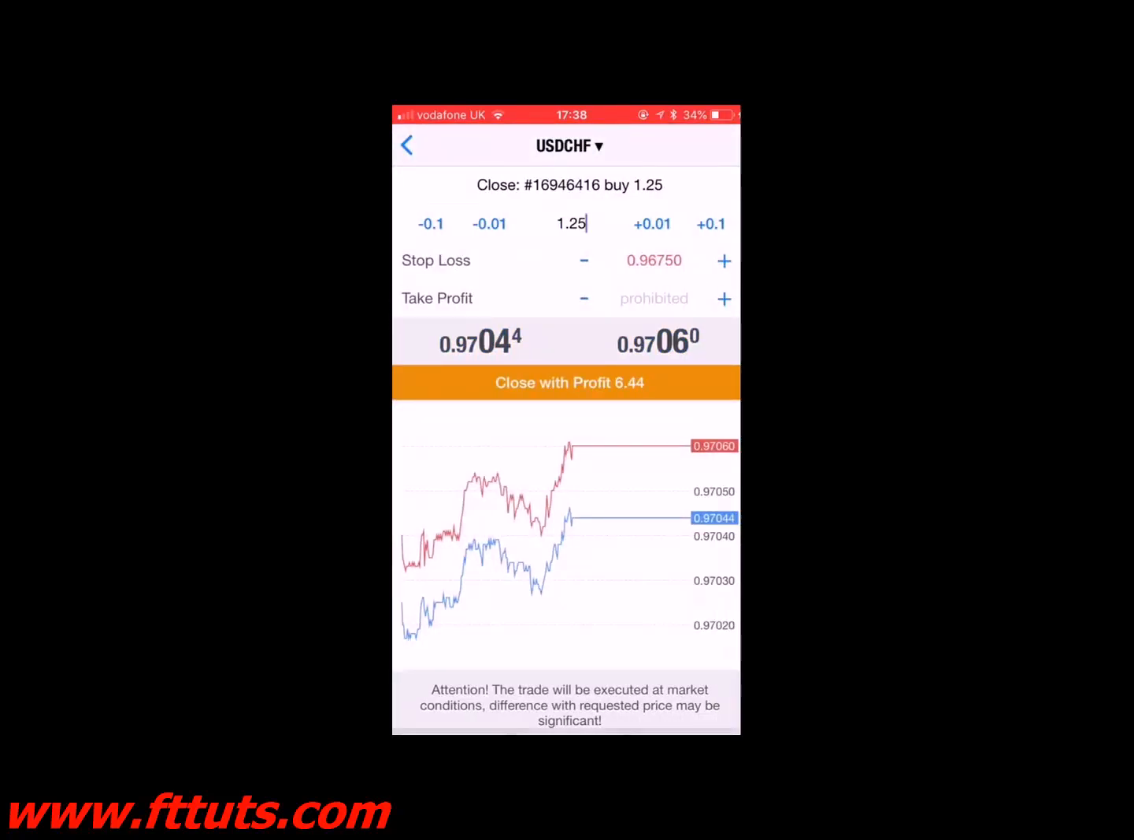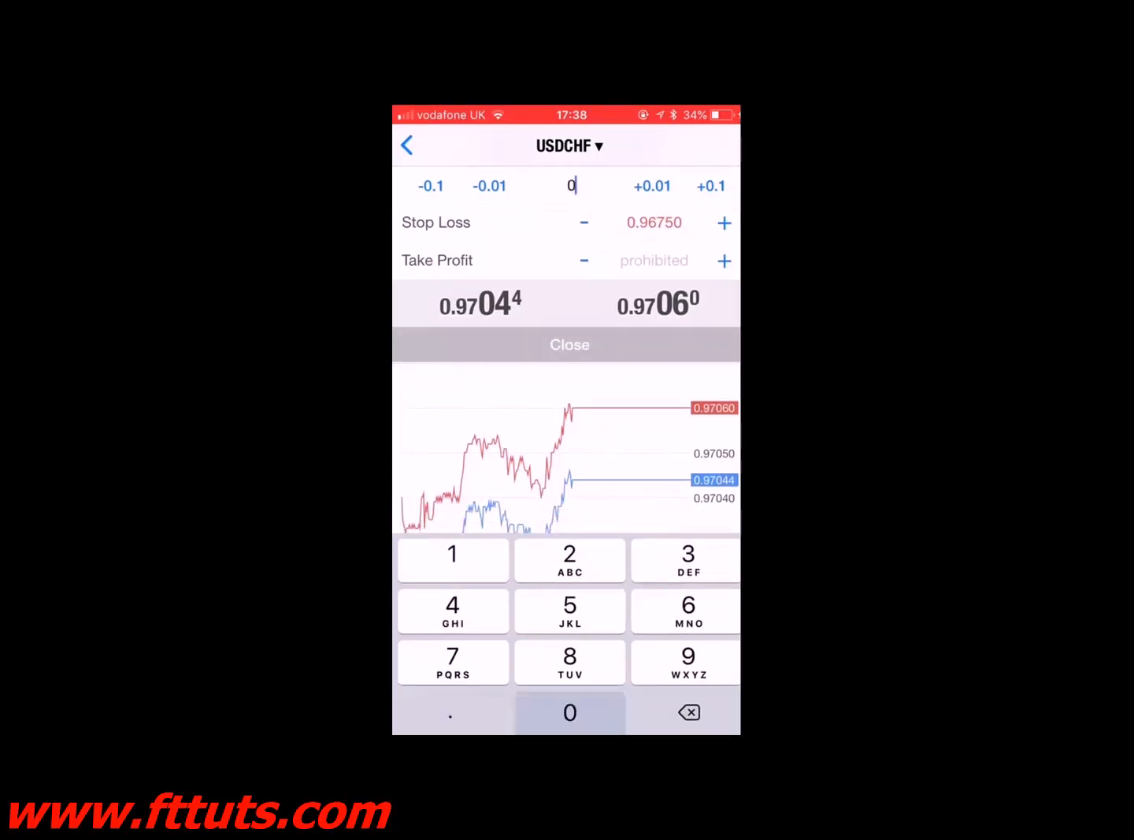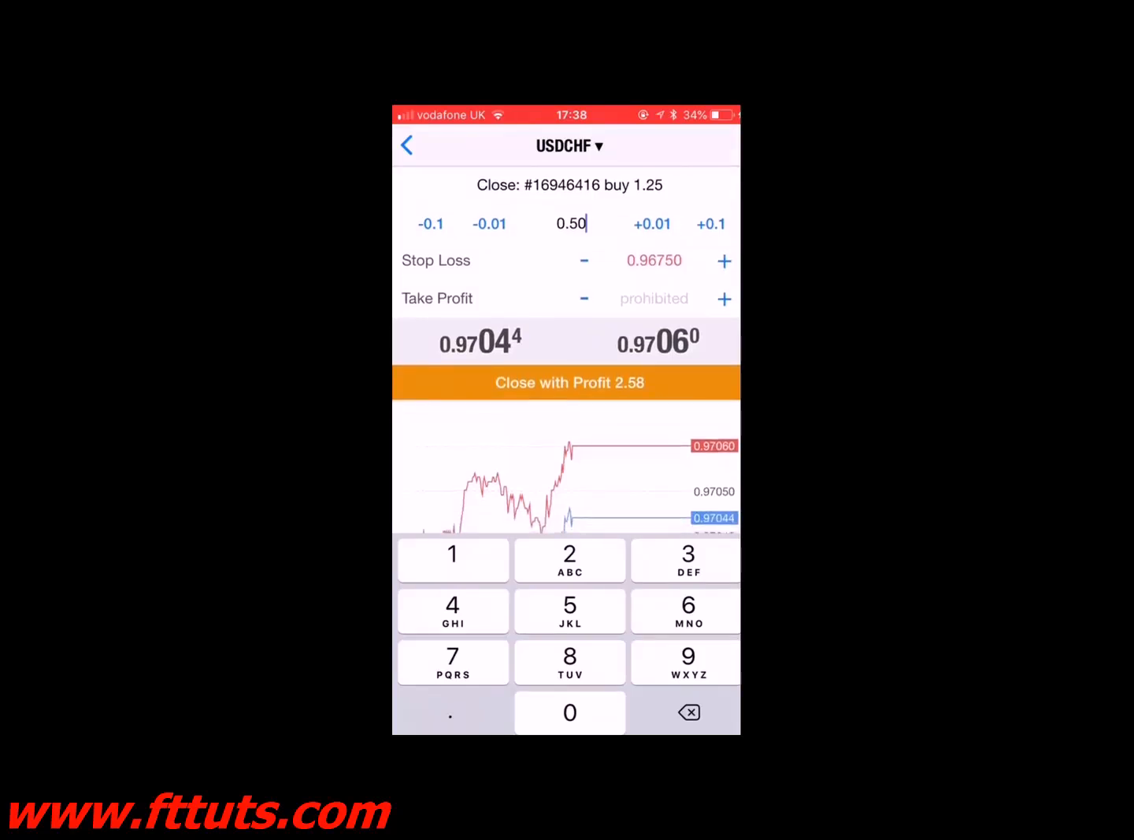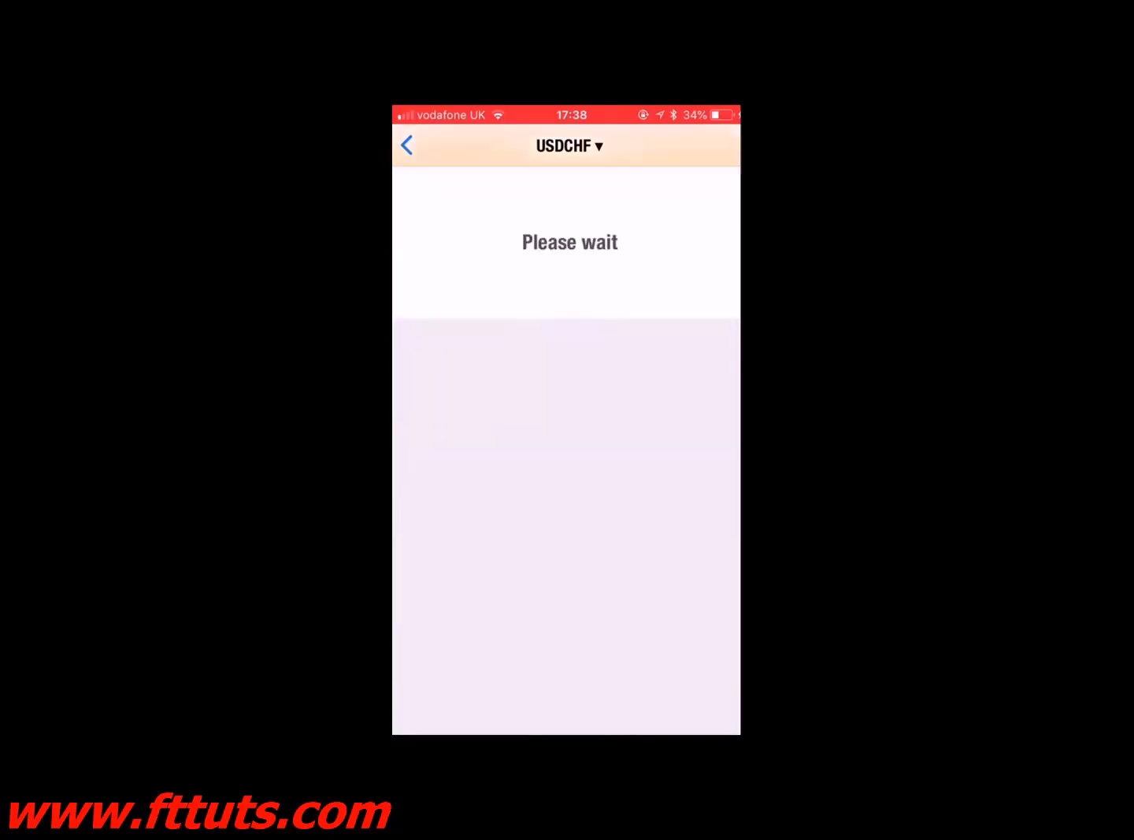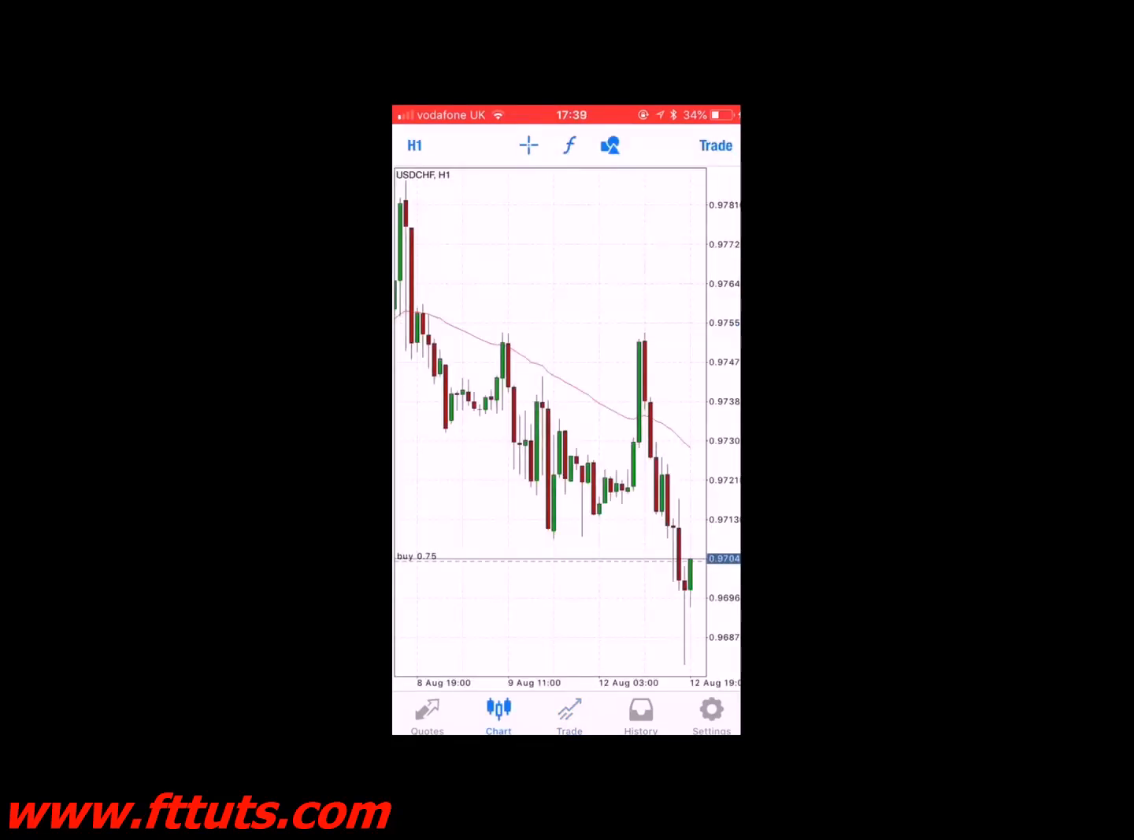Obviously, you wouldn't do it this quickly because that would be silly. But say for example your take profit is 200 pips. Then maybe you would take off 1 lot at 50 pips, and then maybe another 1.5 lots at 100 pips, and you can basically take profit on the way down on your trade. So we've only got 0.75 open now. That's all we've got left.